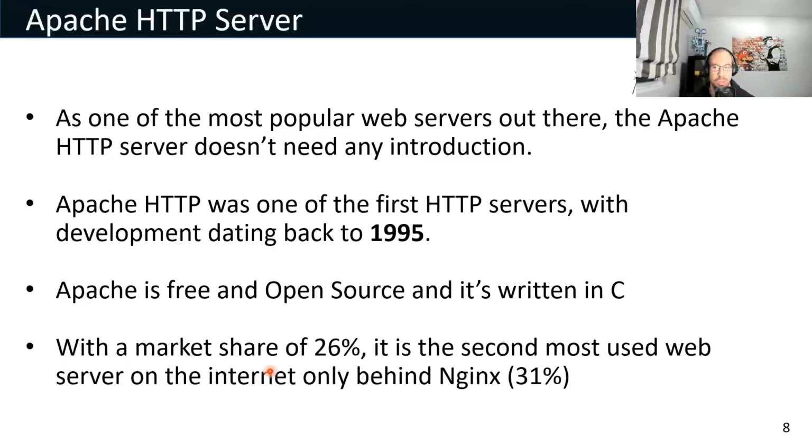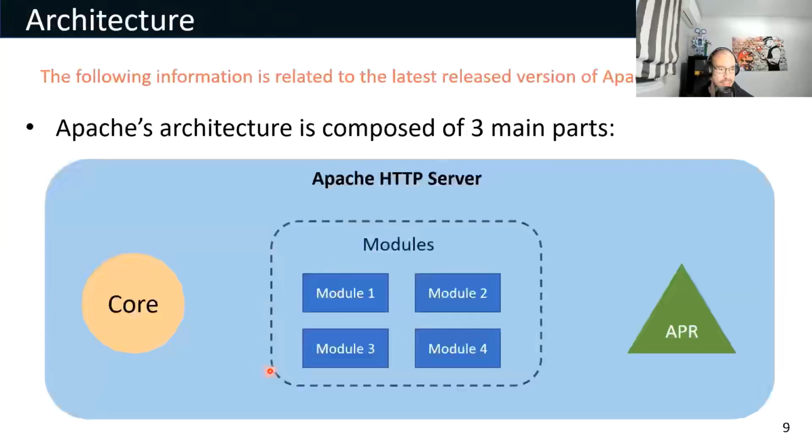Apache is one of the most well-known web servers out there, so it doesn't need any introduction. So I can skip this slide. And okay, Apache architecture is composed of 3 main parts. The first part is the core. It includes some basic functionalities of Apache. Then we can find the modules. The modules implement most of the functionalities of the web server. And then we have the APR library, the Apache Portable Runtime library.